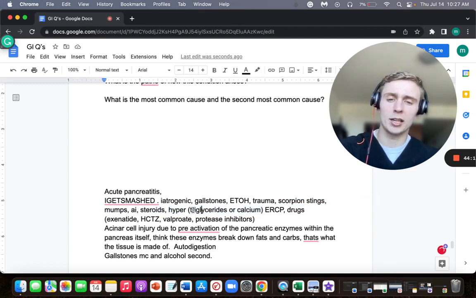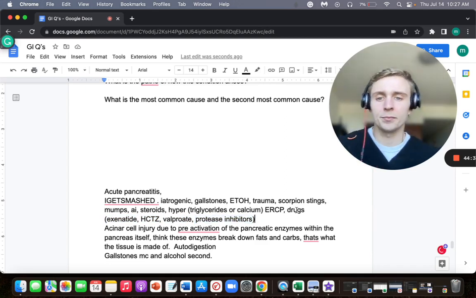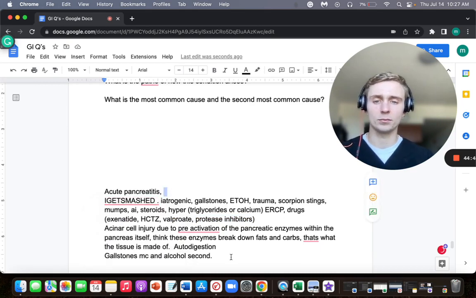And remember, the triglycerides have to be over 600 or over 1,000 in this case to cause acute pancreatitis from elevated triglycerides. ERCP can be causing it. And lastly, drugs. So exenatide, which is a GLP-1 for diabetics, HCTZ, hydrochlorothiazide, valproate, and also protease inhibitors, such as those used in HIV. So that's I GET SMASHED as the causes for acute pancreatitis.